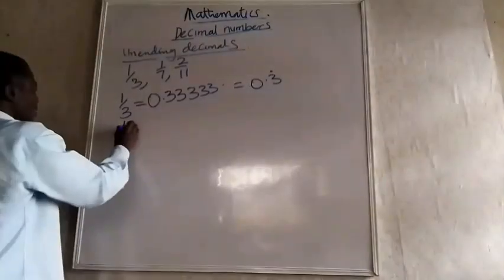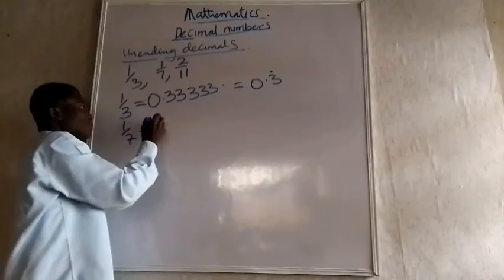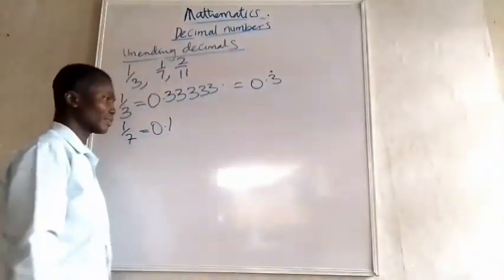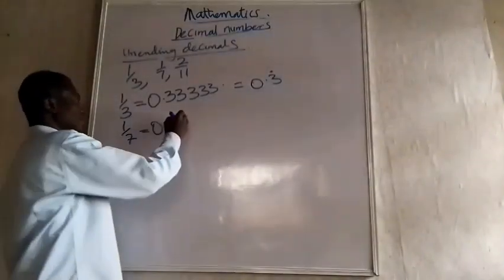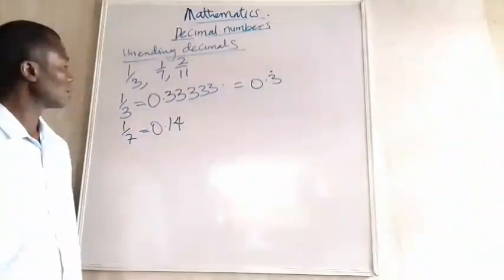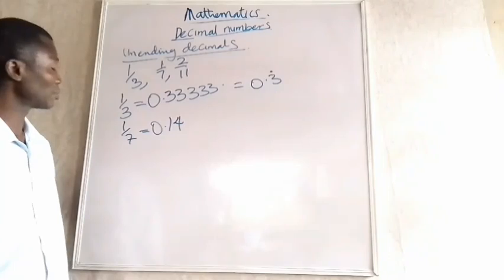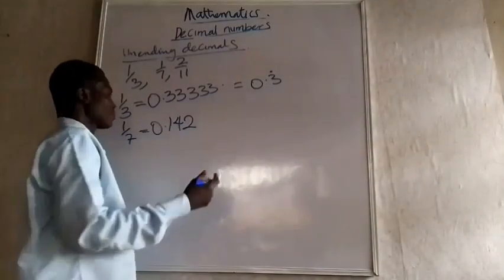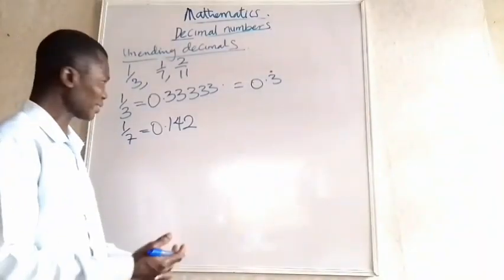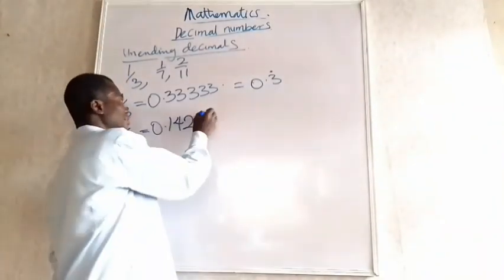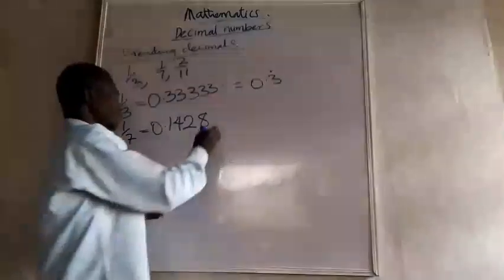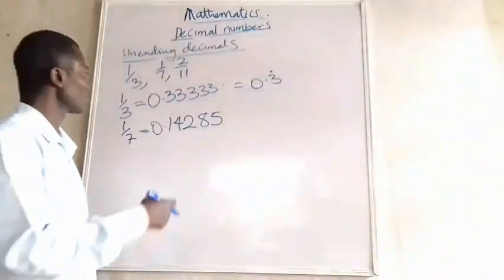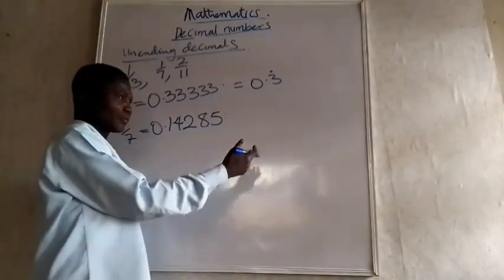Now let's look at 1 over 7 again. 7 in 1, 0 point. In 10, 1. It remains 3. 7 in 30, 4. What does that give me? 28. In 2. 28 from 30, 2. 20. 7 in 20, 2. 14. That gives me 6. You know, if I should continue like this, it will just be repeating itself.